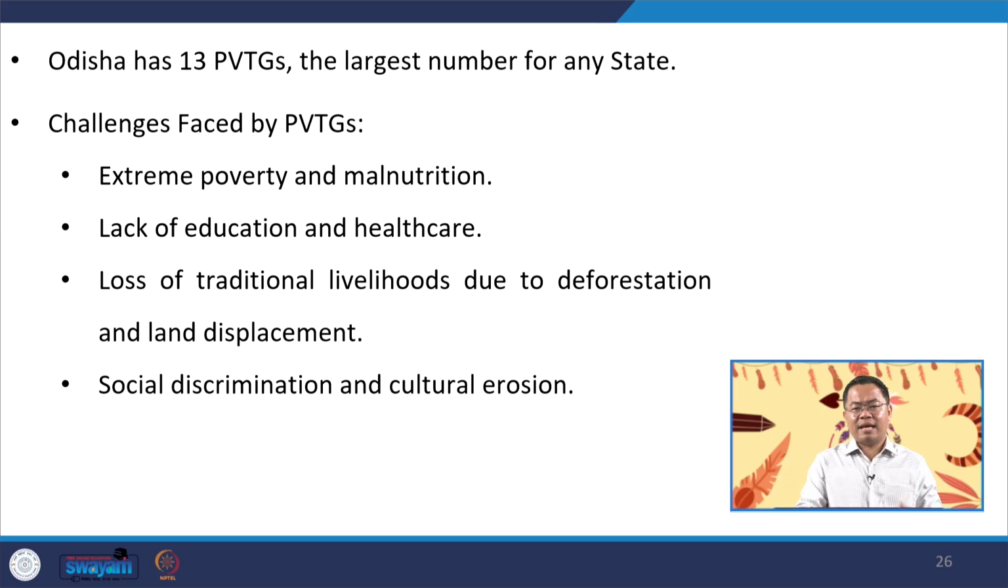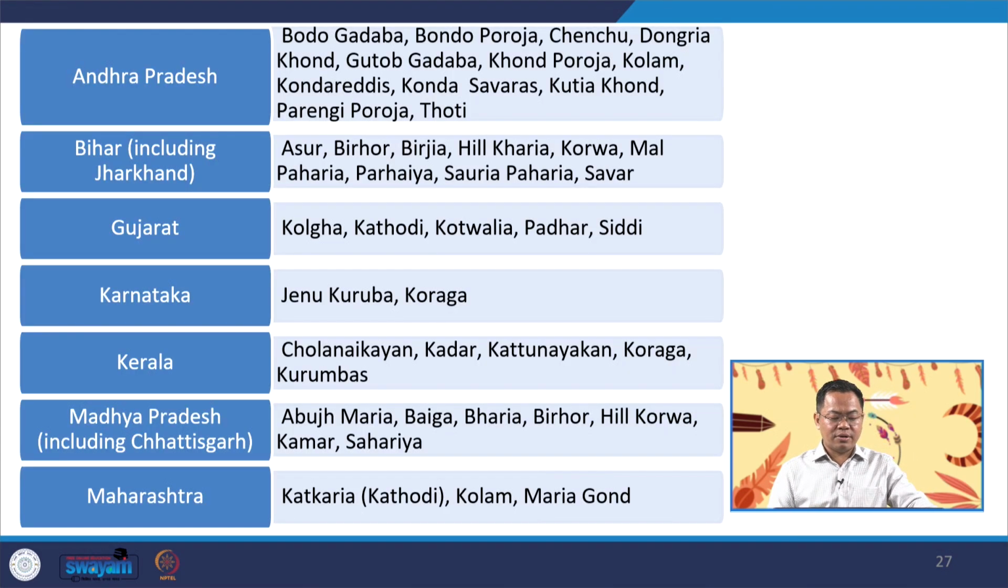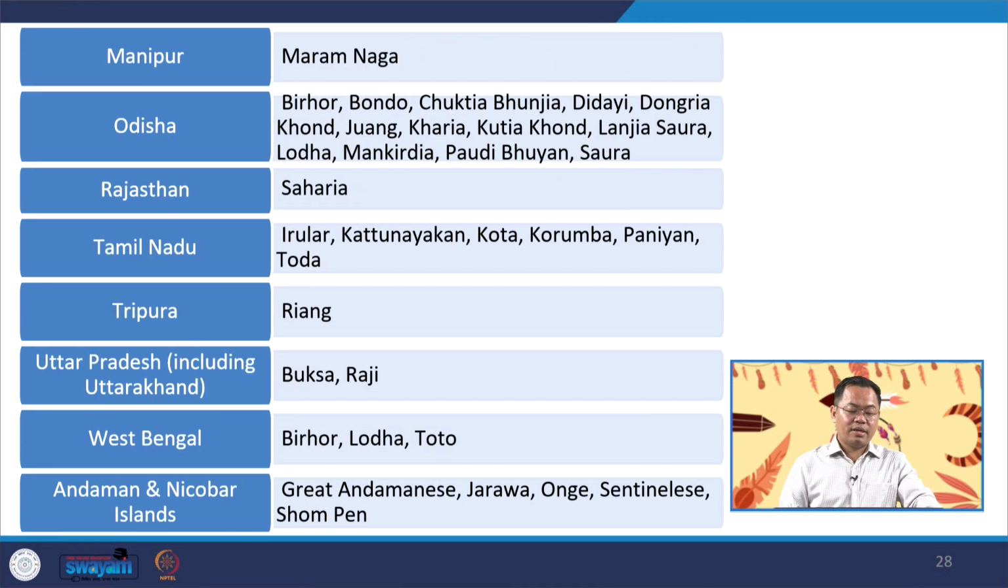And socially as well, they face a lot of discrimination because of their identities, because of their cultures, because of their belonging as well. Now, these are some of the communities identified as PVTGs across states, say in Andhra, Bihar, Gujarat, Karnataka, Kerala, Madhya Pradesh including Chhattisgarh, Maharashtra, Manipur, Odisha, Rajasthan, Tamil Nadu, Tripura, Uttar Pradesh including Uttarakhand, West Bengal, and the Andaman and Nicobar Islands.